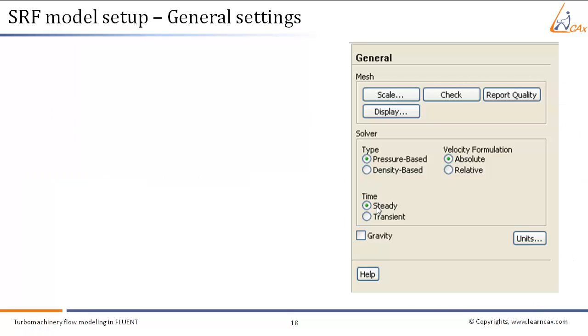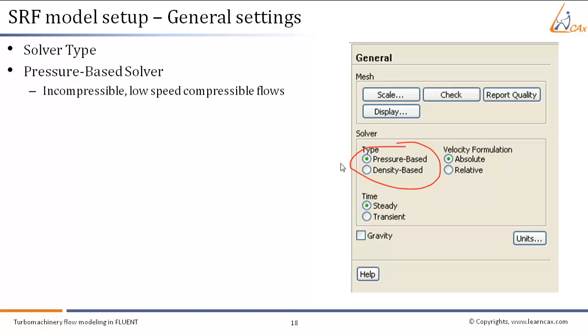Now, after setup and selection of geometry, the next step that we need to do is to select the solver type. For this, we go to the general settings dialog box. There are two choices: pressure based solver and density based solver. The pressure based solver is recommended for incompressible flows and low speed compressible flows. Examples of such problems are CFD of fans, blowers and pumps.